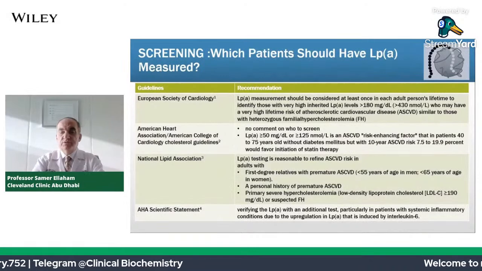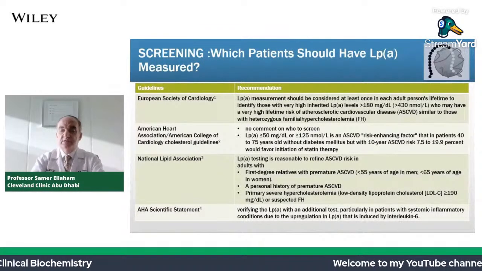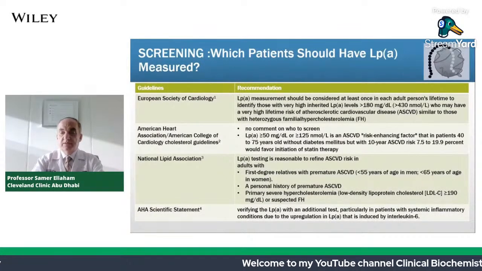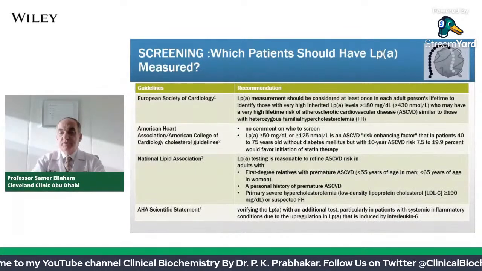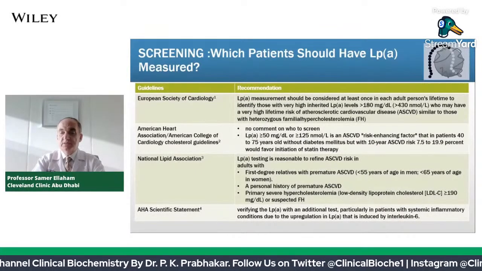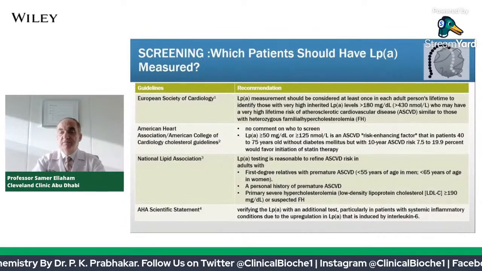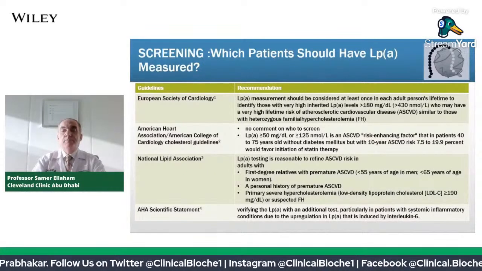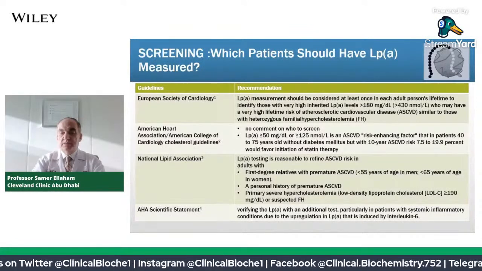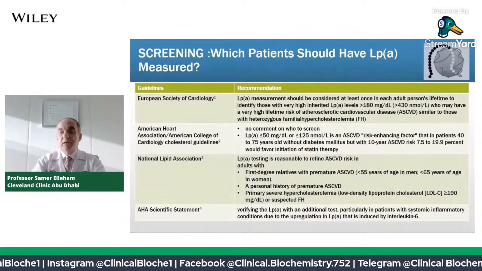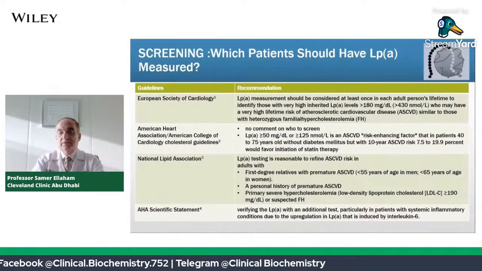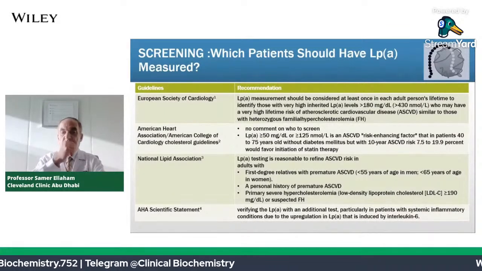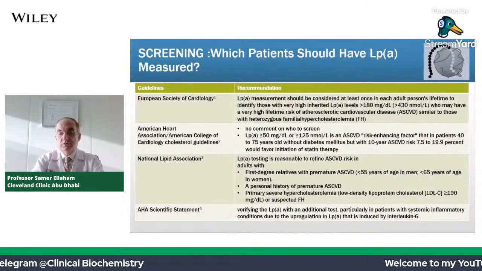The National Lipid Association says Lp(a) testing is reasonable to refine our vascular risk, and they talk about at least 3 groups where it is highly recommended. First-degree relatives of patients who have premature vascular disease, and we're talking about less than 55 in men and less than 65 in women; personal history of premature vascular disease; and primary severe hyperlipidemia, where the patient comes with very high LDLs in the 190 range, or is suspected of having familial hypercholesterolemia, because it will add even more concern.